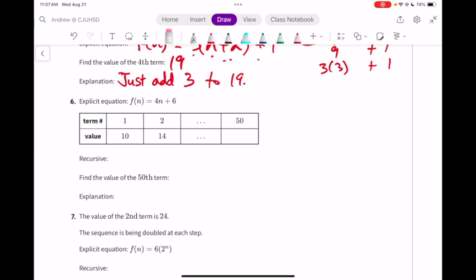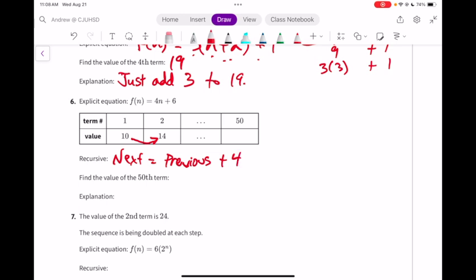So what are we doing to a number to get the next number? What do we do to 10 to get 14? Well, don't you just add 4? So the next, let's try that again. So next equals previous plus 4.